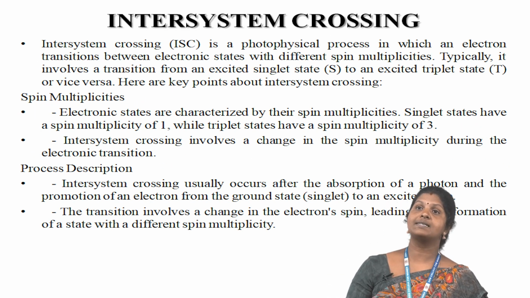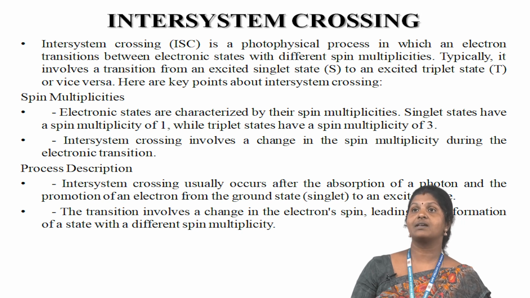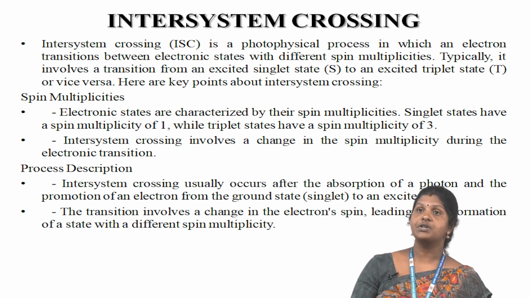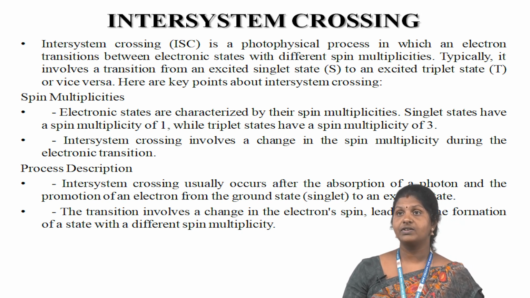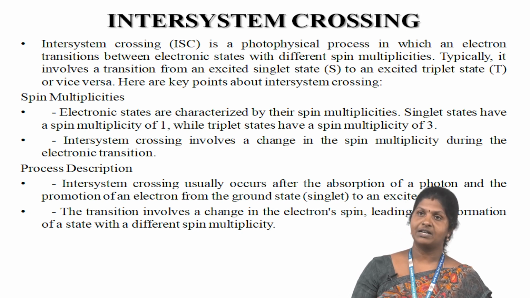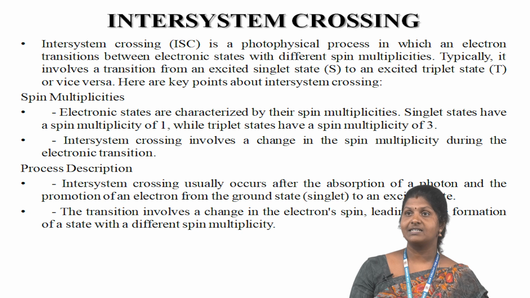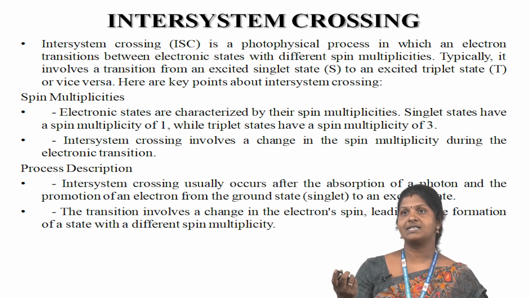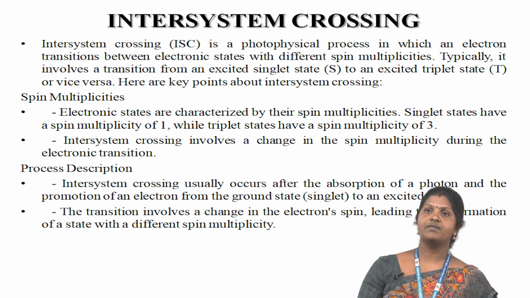Intersystem crossing is a photophysical process in which an electron transitions between electronic states with different spin multiplicity. Typically, it involves the transition from an excited singlet state to an excited triplet state, that means S to T, or vice versa.